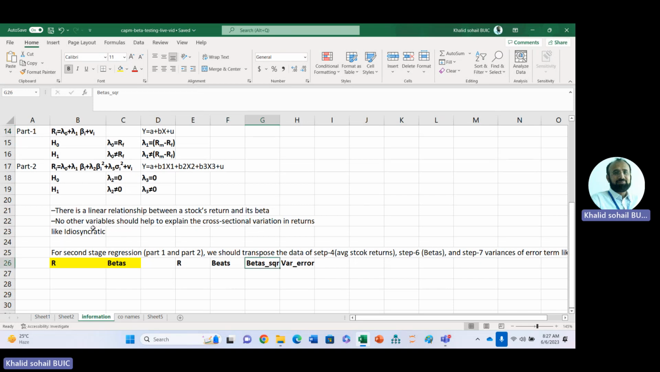And we will also test that there are no other variables that help to explain the cross-sectional variation in returns, like idiosyncratic risk, and we use as the proxy for idiosyncratic risk the variance of the error term. So for the two-stage regression model, we will run two different regressions, one for average returns and beta, and the second regression for average return and our explanatory variables. In that case, we will test the linearity and other factors that can or cannot explain average returns, that is, the variance of error.